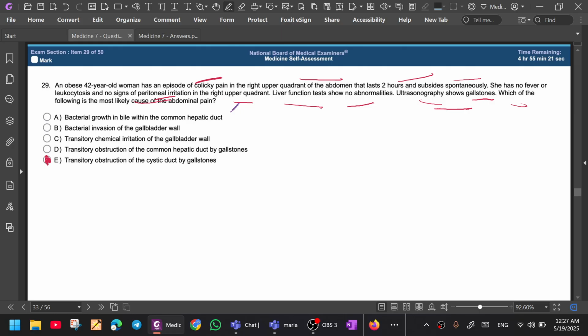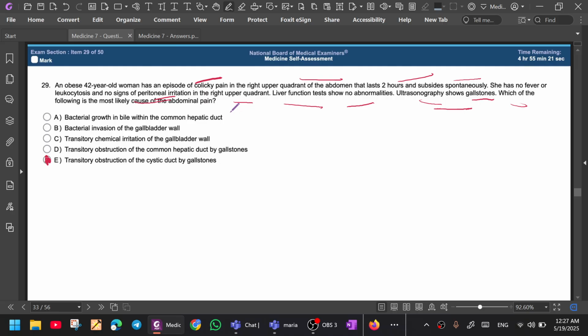No, no, you are right. Okay, then what else? Like option C, transient chemical irritation of the gallbladder wall. Is it cholecystitis? No, no, no. That one is saying that this is not an infection. It's something to do with chemo. That's why I was telling you to read that. I've never heard about that. I don't think I've ever seen it in any question beside this one.